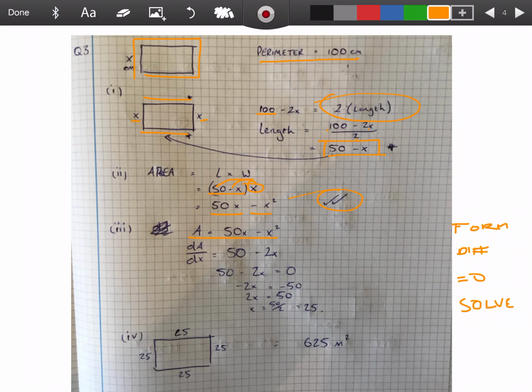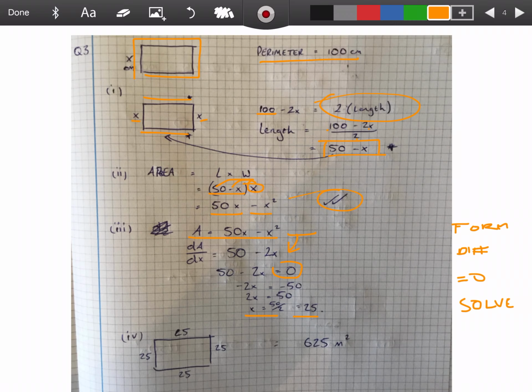Alright. So, I've got my area formula, 50x minus x squared. Happy with that. I'll differentiate it first and foremost to get 50 minus 2x, and then I put that equal to 0, as you can see, and I solve for x. So x in this case is equal to 25.